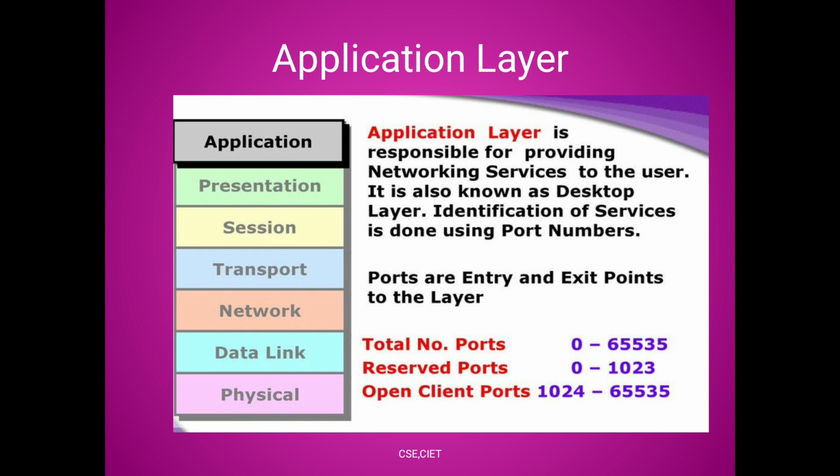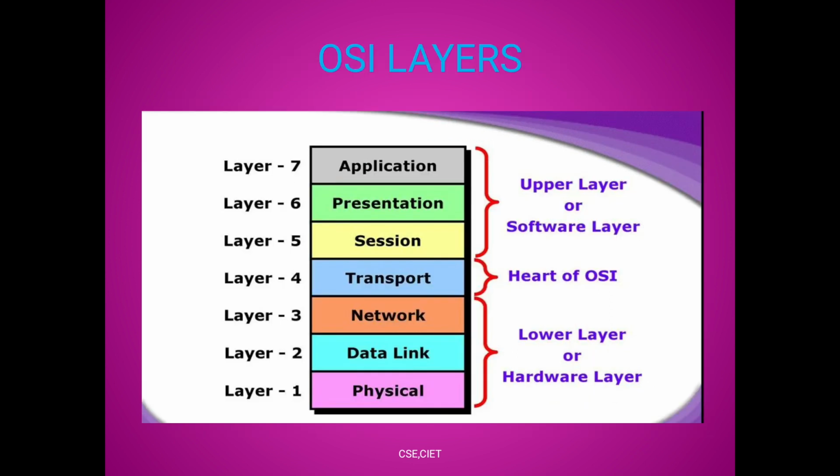So there are 7 layers in the OSI model. Each layer is responsible for a particular aspect of data communication. For example, one layer may be responsible for establishing connections between devices, while another layer may be responsible for error checking during transfer.